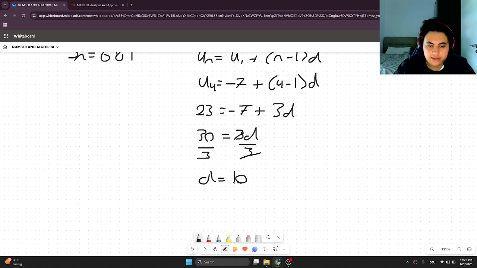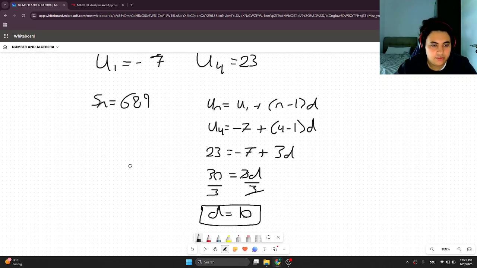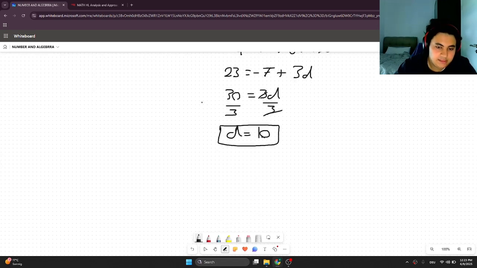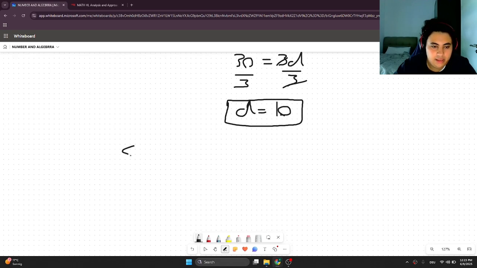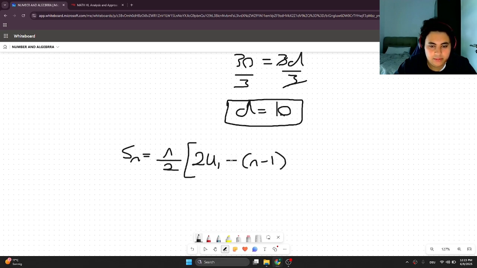d is going to be 10, right? So d is equal to 10. So now that we have this, we can solve for the number of terms in this sequence using the equation for the sum of an arithmetic sequence. So you have Sn is equal to n divided by 2 multiplied by open bracket 2u1 plus n minus 1 times d close bracket.